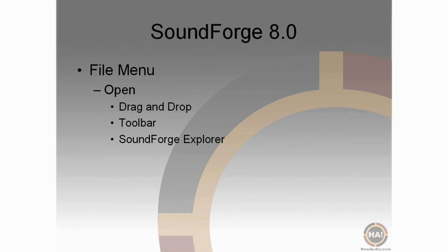All right, the next item on the file menu going down here is the open command. We'll take a look at the open command in the file menu, but we'll also look at 3 alternate ways that you can open files within SoundForge. Drag and drop from the desktop or Explorer. Toolbar, where there's actually a toolbar button that you can choose to open files. And SoundForge's built-in File Explorer. We'll take a look at all 4 of those in this movie.